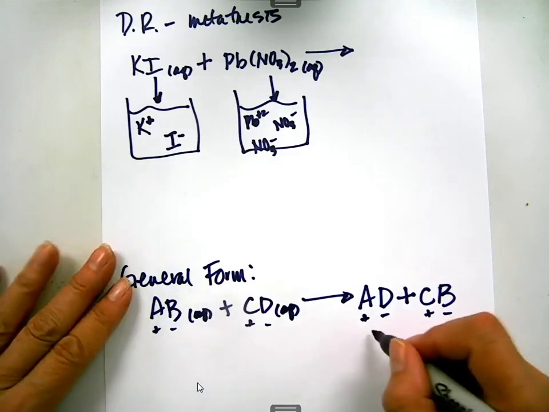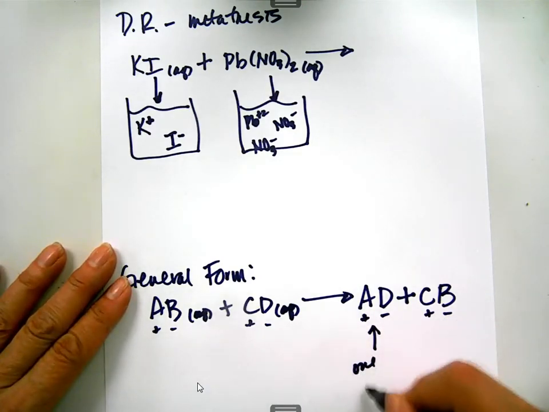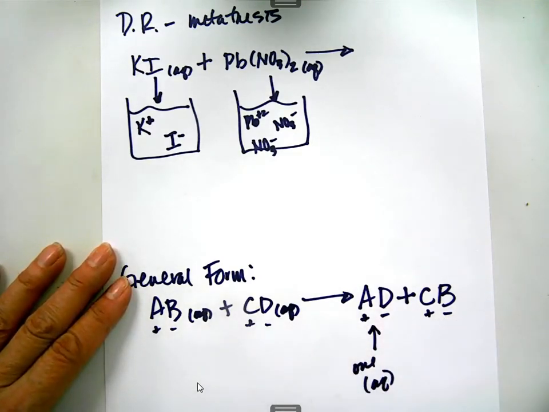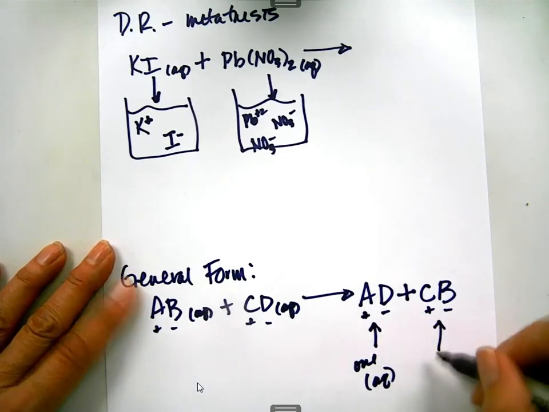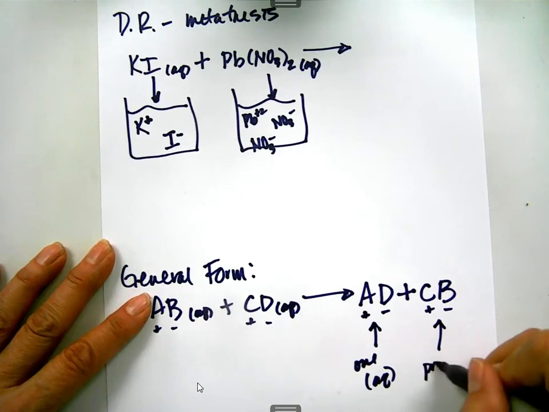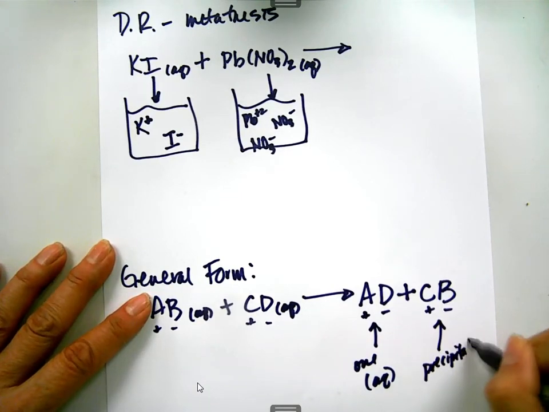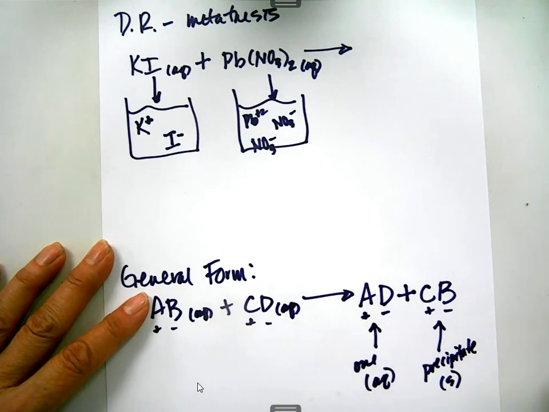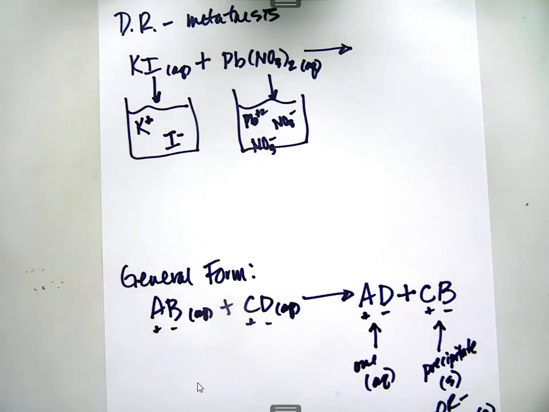Double replacement, usually you'll get one aqueous solution being made. It doesn't always have to be first, but you usually get at least one. And the other one, you will get a precipitate, meaning it's a solid that comes out of the solution, or a gas. Right? So you get one or the other. You have one that remains in aqueous solution, and the other one is going to be either a precipitate or a gas. That's the general form of double replacement reactions.